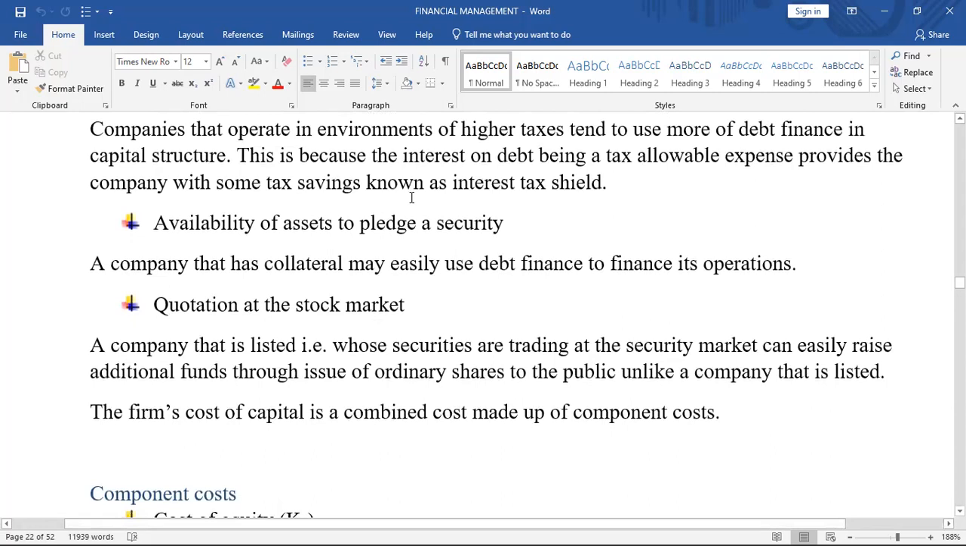Another one is the availability of assets to pledge as security. A company that has collaterals, and we know that collaterals are the assets which we can pledge when we are accessing funds, for instance, from financial institutions, may easily use debt finance to finance its operations.